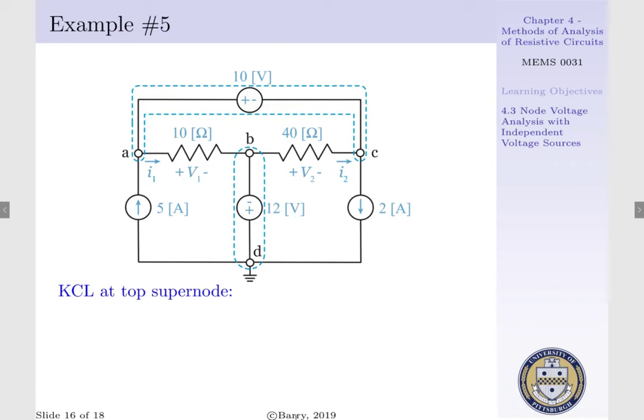In doing such, we recognize that we have 5 amps entering, 2 amps exiting, I2 entering, and I1 exiting. Thus, our KCL equation at our top supernode is 5 amps plus I2 is equal to I1 plus 2 amps.